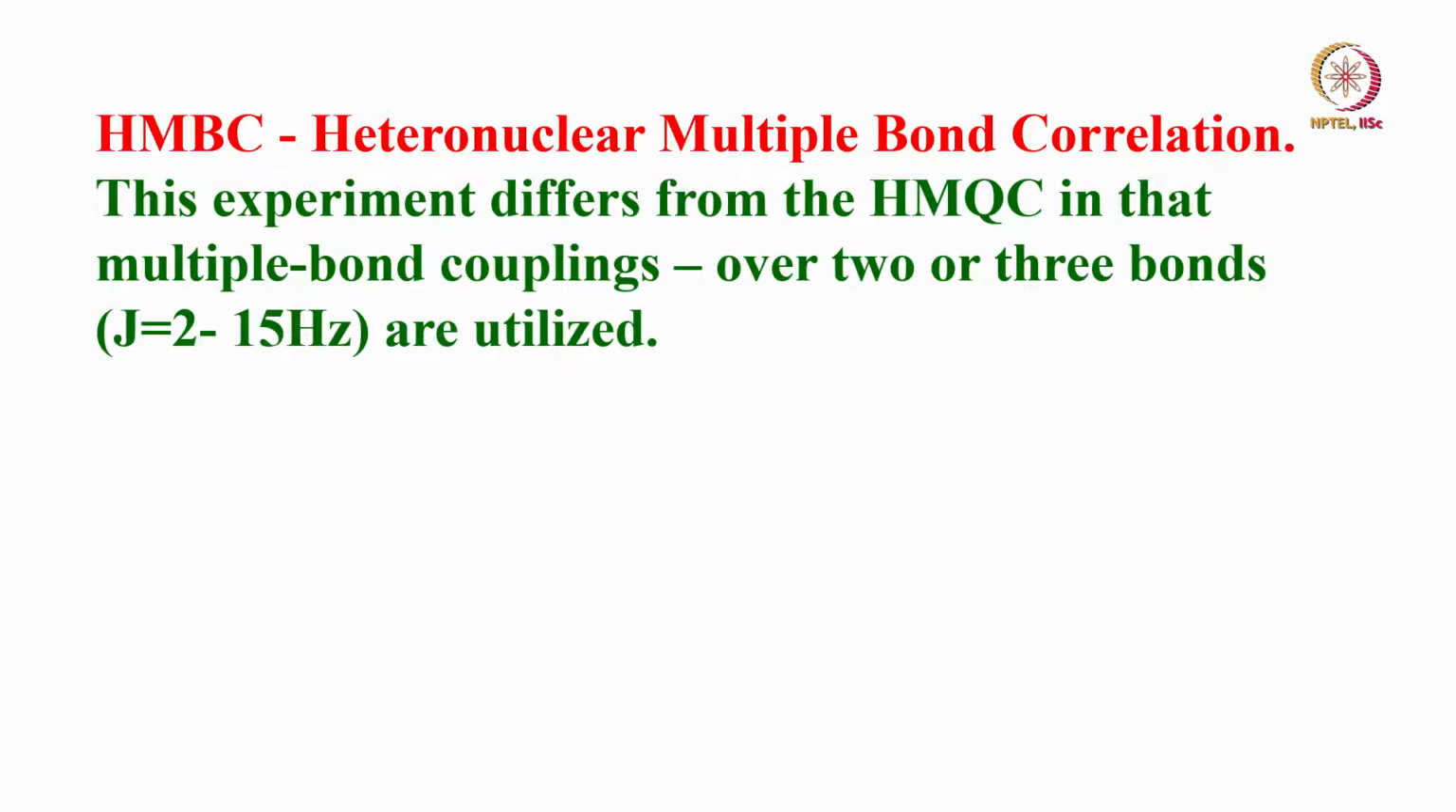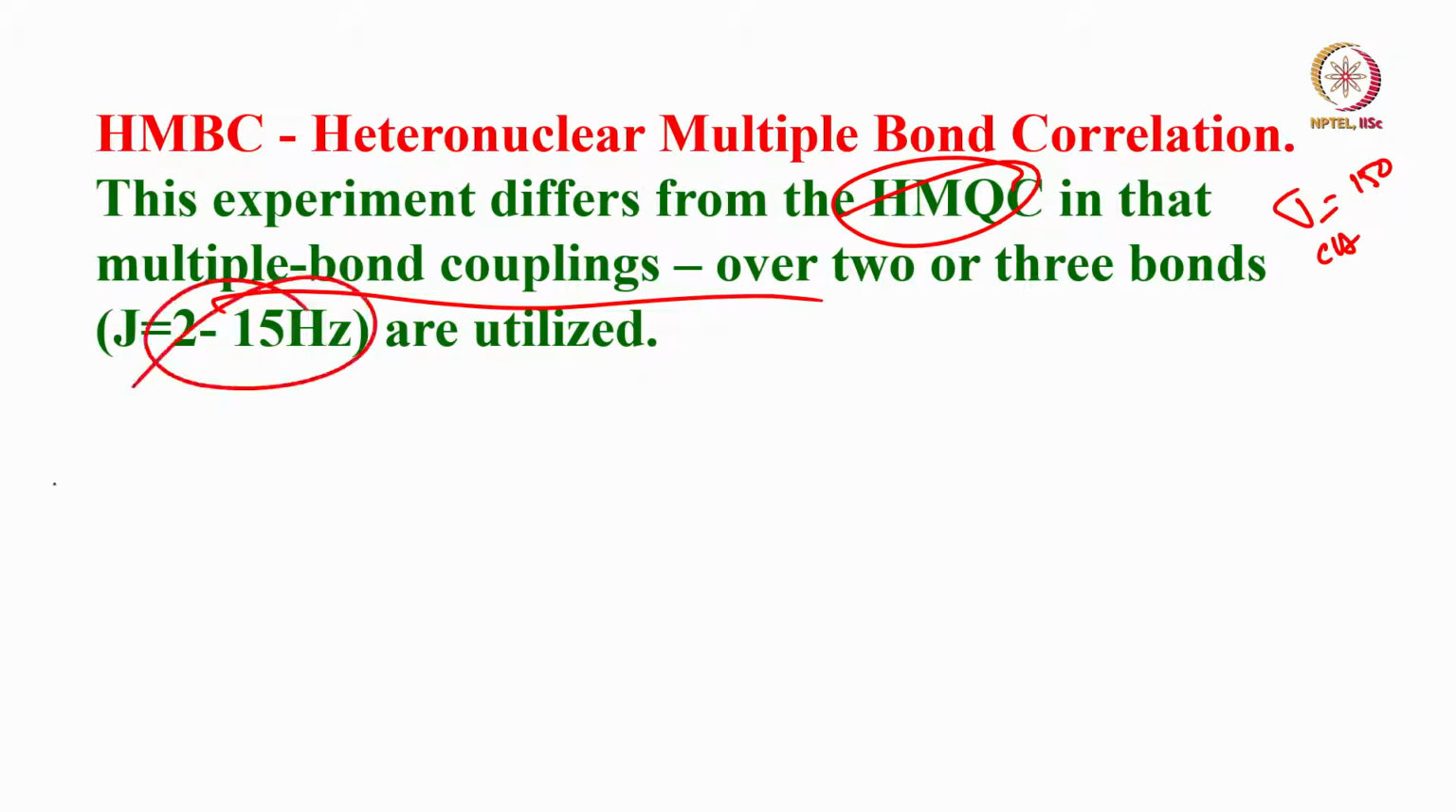Whereas on the other hand, HMBC, heteronuclear multiple bond correlation, differs from HSQC in that it establishes connectivity between heteronuclei which are separated by 2 or 3 bonds. The one-bond J coupling is very large, let us say carbon and proton, 150 to 250 hertz, whereas 2-bond or 3-bond coupling is only 2 to 15 hertz.